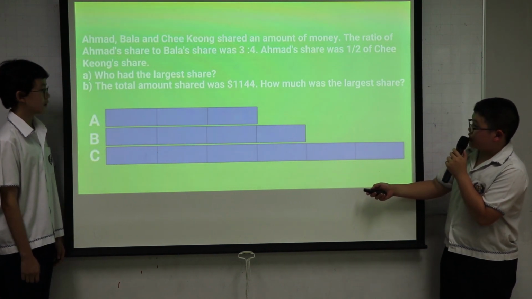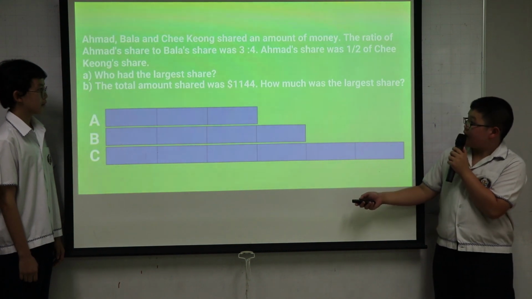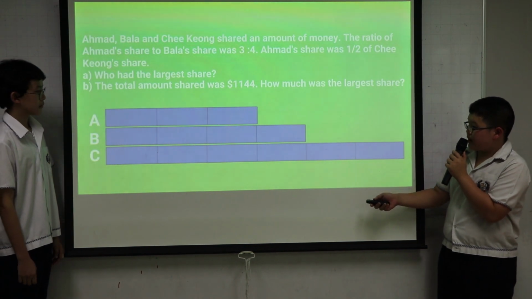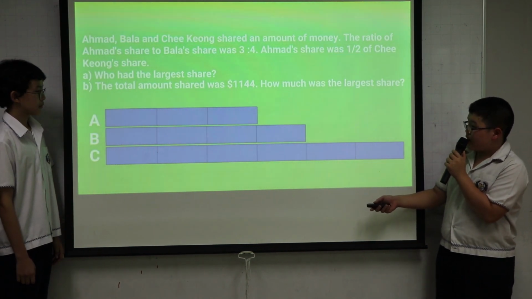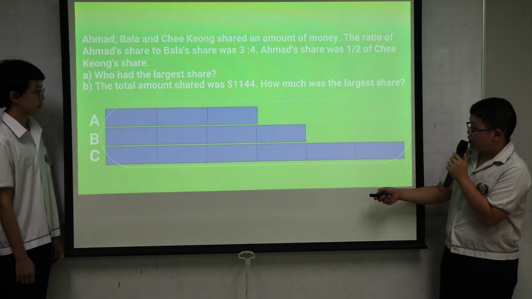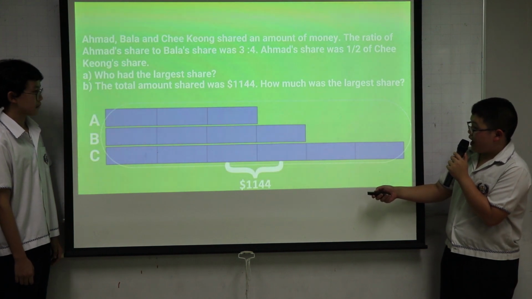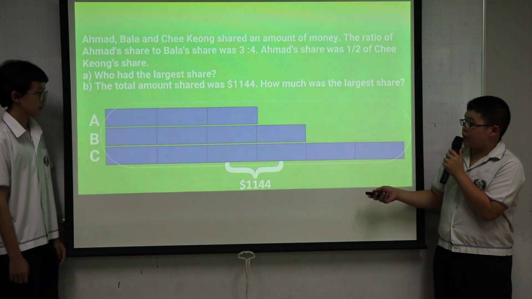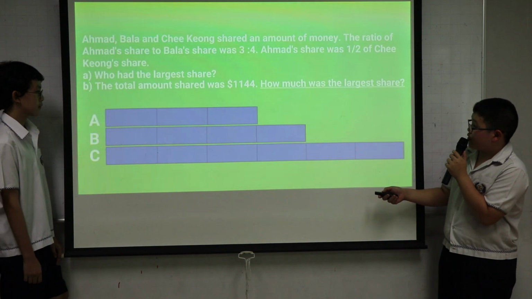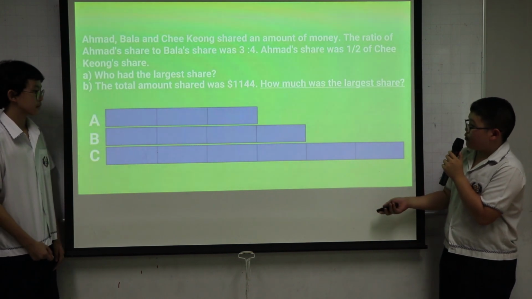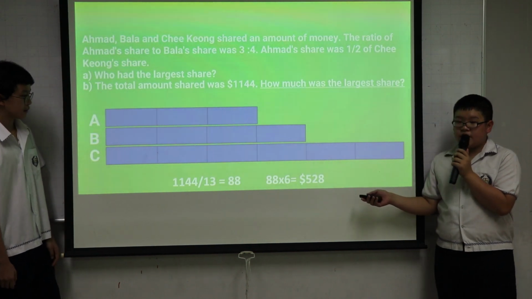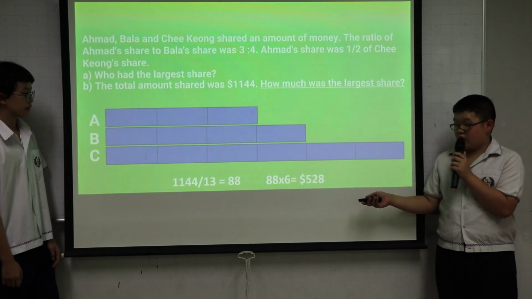Question B: the total amount shared was $1,144. How much was the largest share? So the total of Ahmad's, Bala's, and Chi Kyung's share is 13. You see, 3 plus 4 plus 6 is 13. And 13 units is equal to $1,144. So we have to find the 1 unit first. So how do we find it? We have to use $1,144 divided by 13, and we'll get $88, because that's the 1 unit.